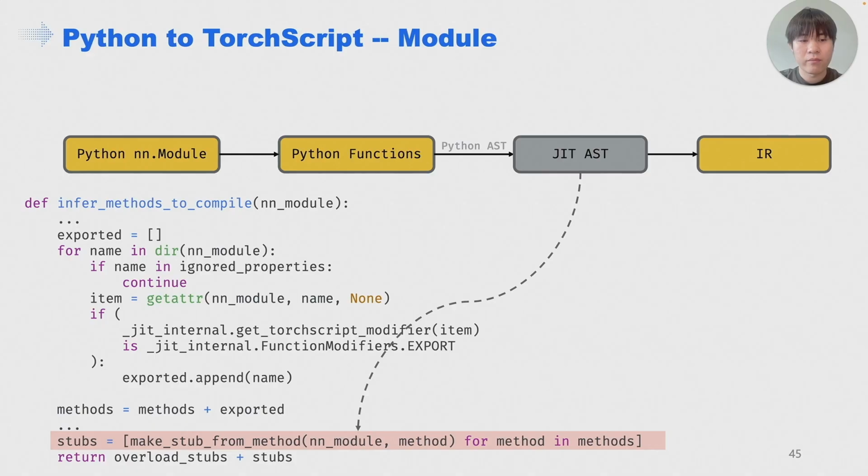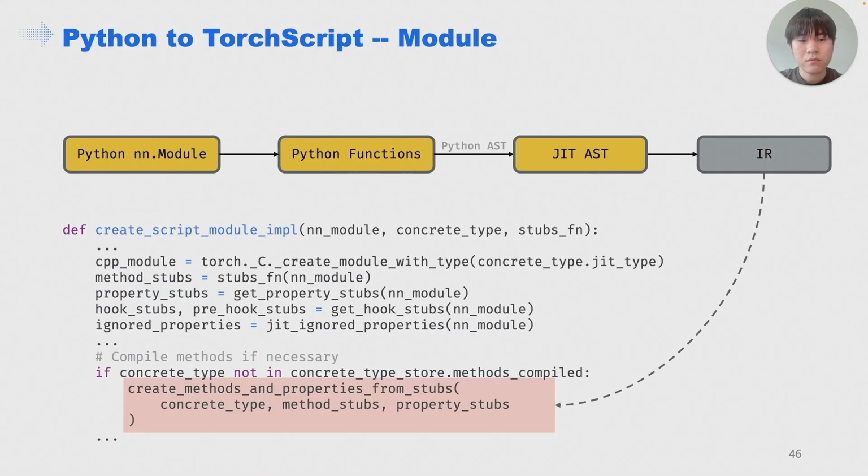Make stub from method converts the collected functions into JIT-AST using the getJITDef function, which is the same one used during function compilation. Back to create a script model AMPL. The method stubs variable stores the JIT-AST we just converted, and the create methods and properties from stubs function takes two method stubs as input and is responsible for converting it to IR.